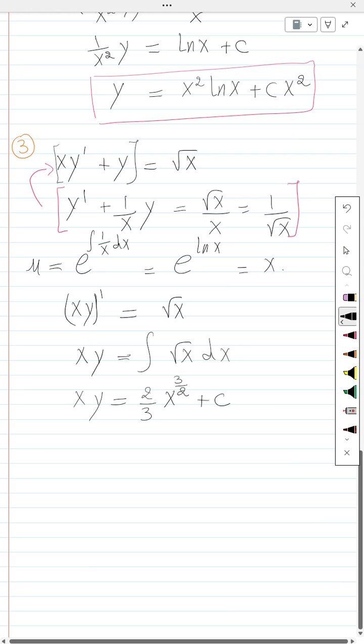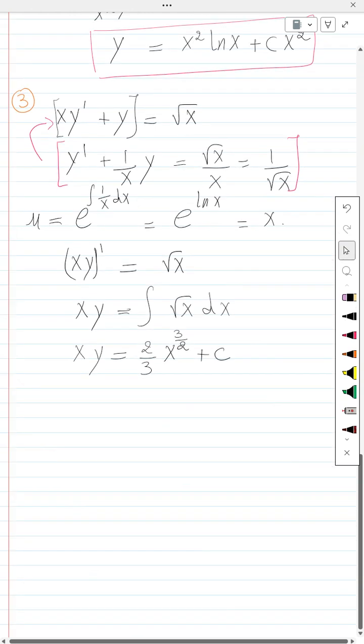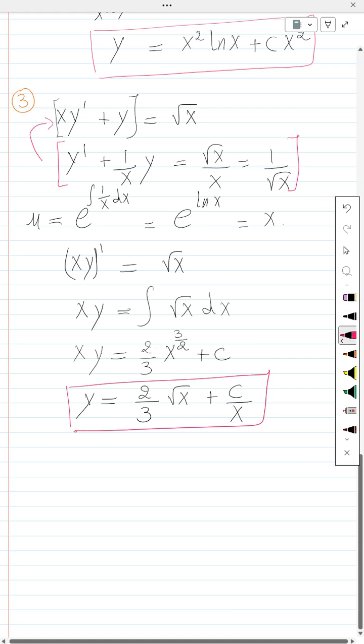plus c. So now we need to divide by x. We are going to get y is equal to 2 over 3 x to the power of 3 over 2, over x, which is the square root of x, and plus c over x. And this is the general solution to our problem.